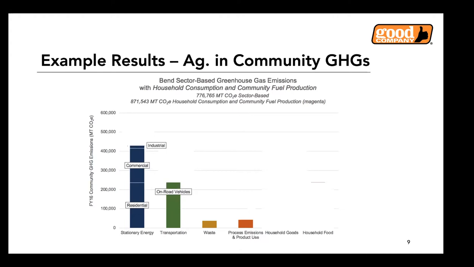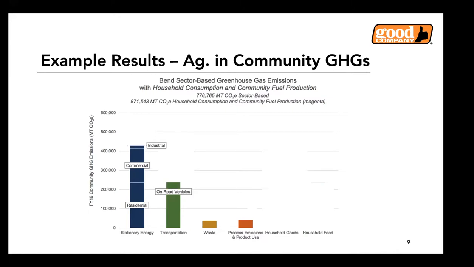You can see that the bars here represent emissions in metric tons of carbon dioxide equivalent. Stationary energy is buildings, and the green is transportation, so passenger vehicles and commercial vehicles. Waste is a mix of landfilled waste and wastewater treatment. And then the orange bar here is refrigerant loss. You can think of these as sort of the scope one and two emissions for a community.